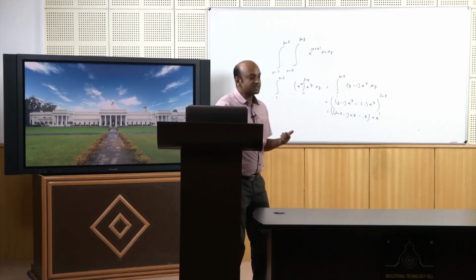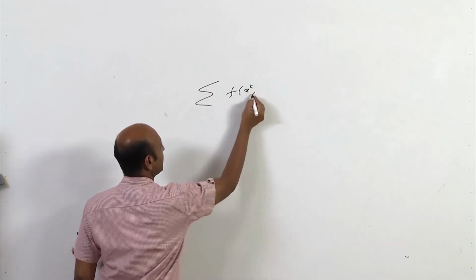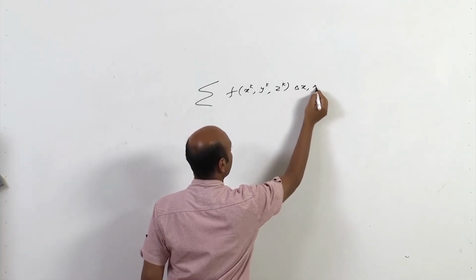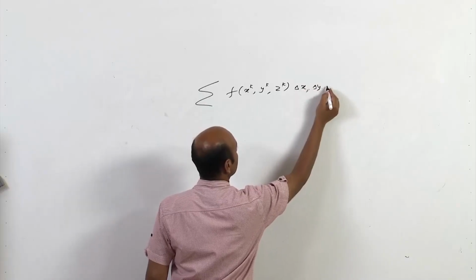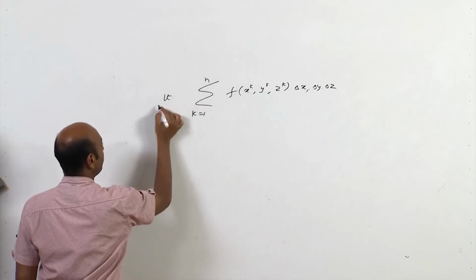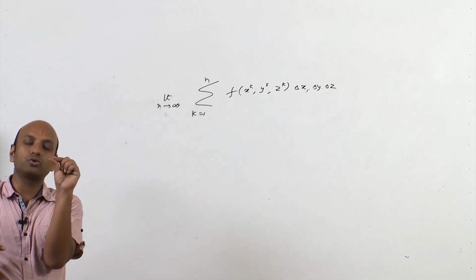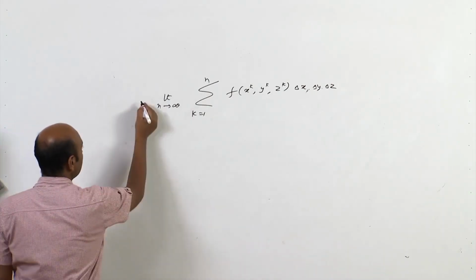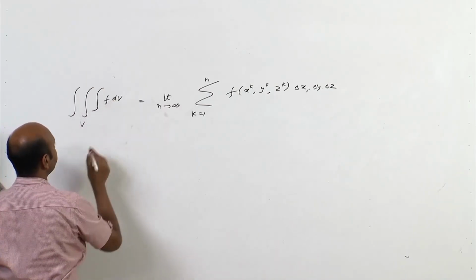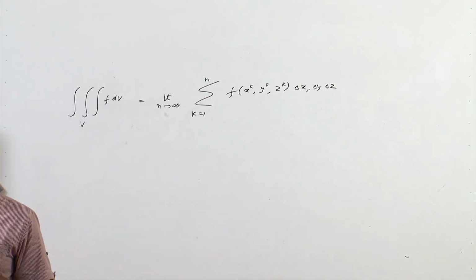Then we take the sum of this, which is f at x k, y k, z k, times delta x, delta y, delta z, with k varying from 1 to n, and limit n tending to infinity, meaning we are taking the solid smaller and smaller, very close to 0, I mean very small solid. Then this will be the triple integral over volume V of f dv. Okay. So, this is how we can define triple integrals.